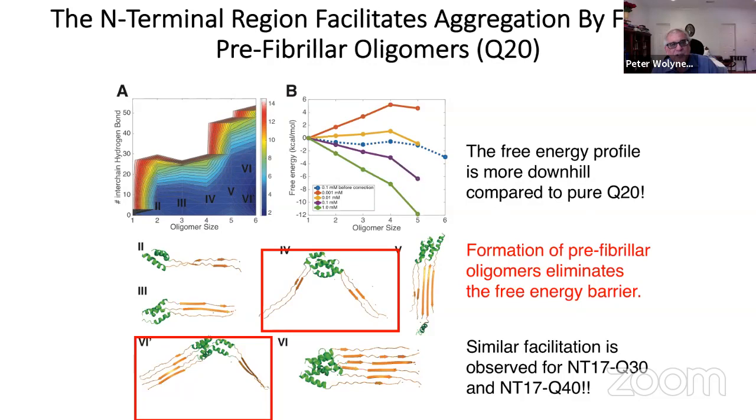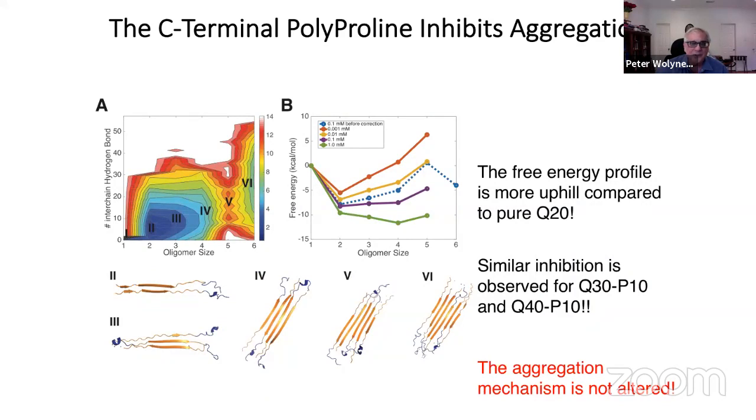So for example, we can now put the N-terminal fragment on. When we put the N-terminal fragment on, we can calculate a free energy profile now as a function of oligomer size, as well as the fraction of side chain hydrogen bonds, which is telling you how beta-like things are. And what we see is that putting on the N-terminal fragment creates these helical bundles, which actually make it easier to fold, to nucleate fibrillar assemblies. On the other hand, the polyproline itself prevents that formation of the helices in the first place, even in the poly-Q fragment. And so it makes it more uphill and harder to aggregate.